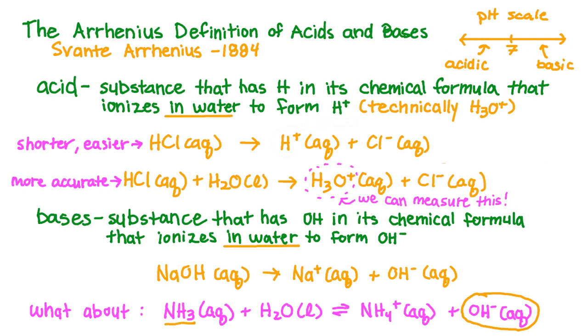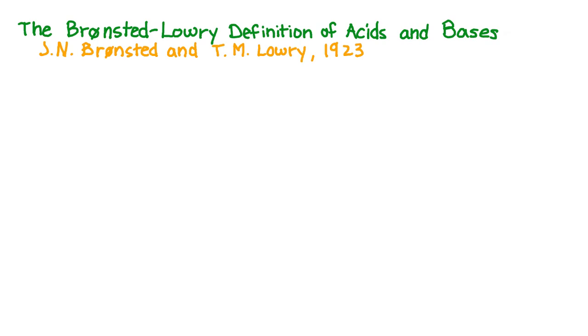This definition is also reliant on the acid or base being dissolved in water, but acid-base reactions can happen between gaseous substances and in non-aqueous conditions. To address these issues, Johannes Nicolaus Bronsted and Thomas Martin Lowry came up with a different definition in 1923.